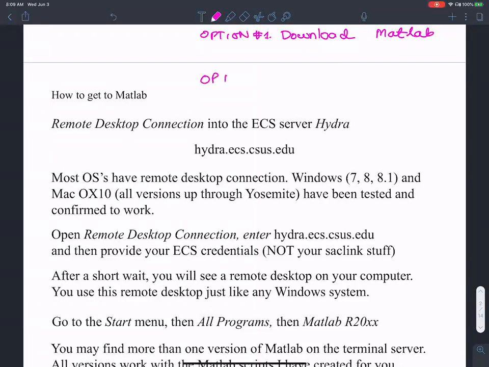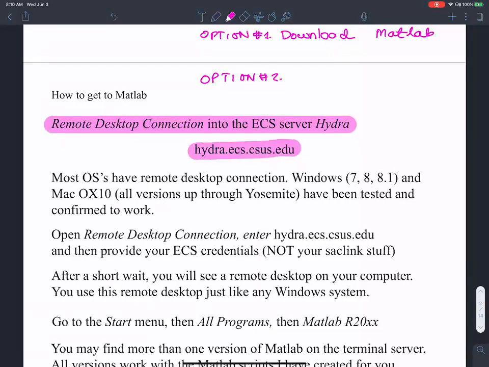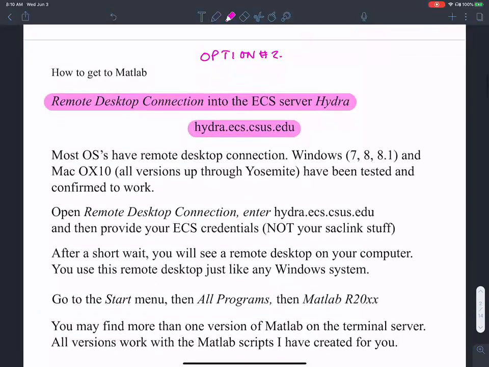The other option is, if you're averse to downloading MATLAB immediately, I would still encourage you to download it at a later time. I urge you to consider that strongly. Another option is to use some of our servers. Hydra especially has an installed version of MATLAB.